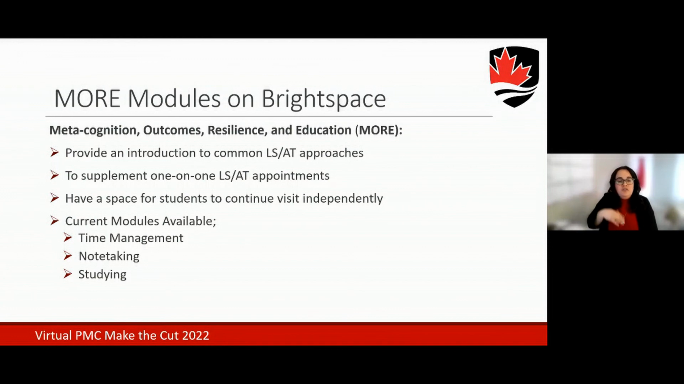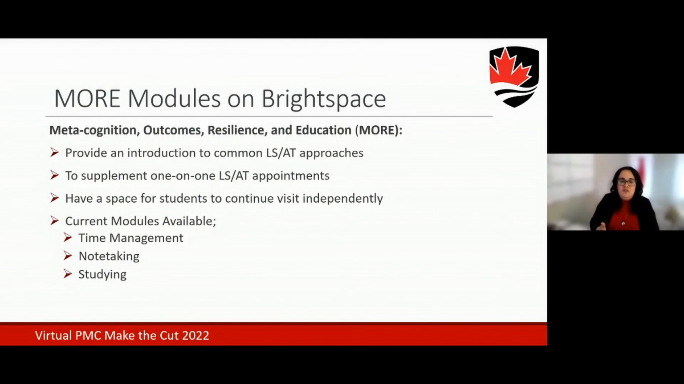So even if you do choose to work with a learning strategist, maybe you're not working with them in your 3rd year, but you want to be reminded of the things that come up that might have changed based on the courses you're taking. So you can always go back and access those modules. And the current modules that are available are modules on time management, note-taking, and studying. Like I said, that's what exists here at Carleton.